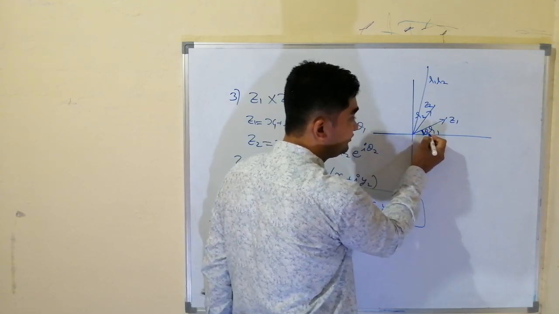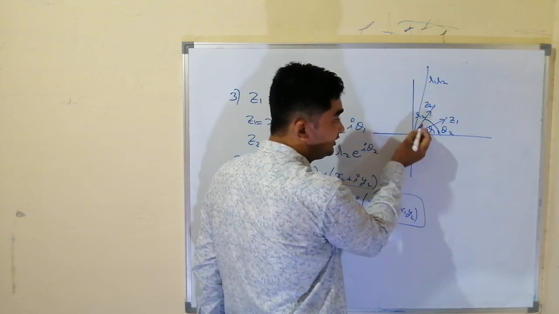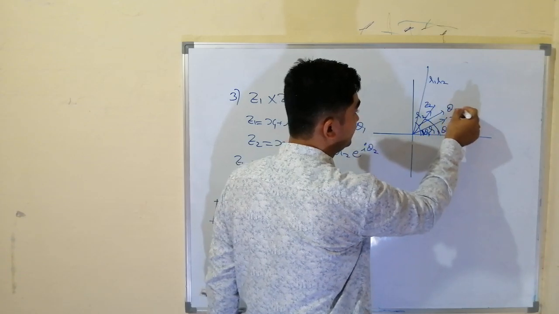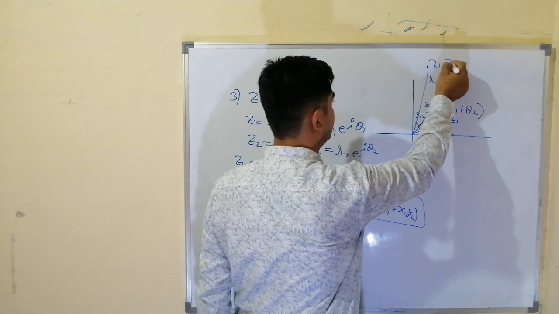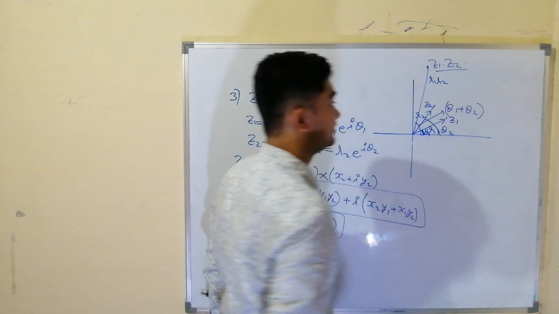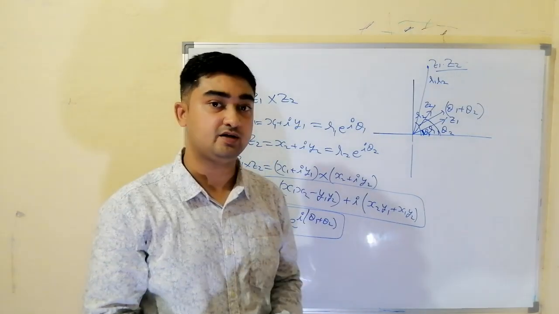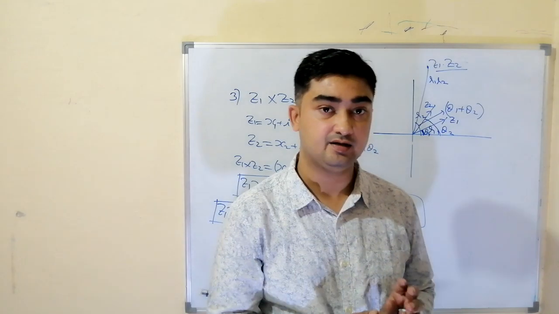The argument of Z1 is theta 1. The argument of Z2 is theta 2. Then this new argument is theta 1 plus theta 2. So this point will represent Z1 into Z2. That means whenever we are multiplying one complex number with another complex number, moduli are multiplied and arguments are added.